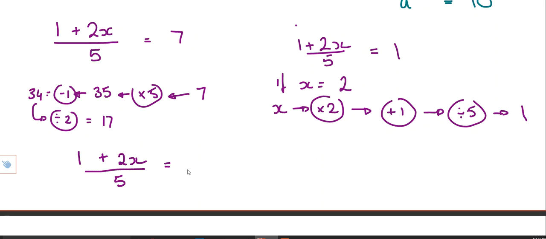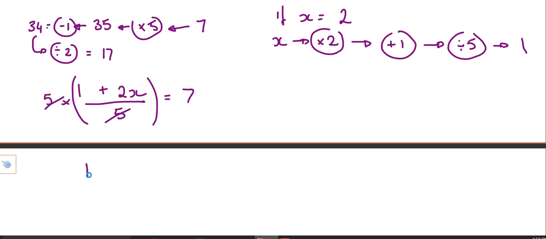So what's the first thing? We have to times by 5. So I do 5 times all of that, which leaves me with 1 plus 2x. Alright? If I times by 5, that gets rid of the divide by 5, yeah? But I've got to do it to the other side, because obviously the answer now is 5 times bigger. So I've got 1 plus 2x has to equal 35, which is what I had. Yeah?